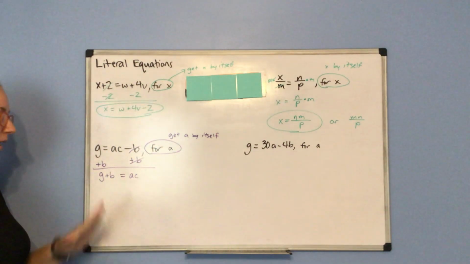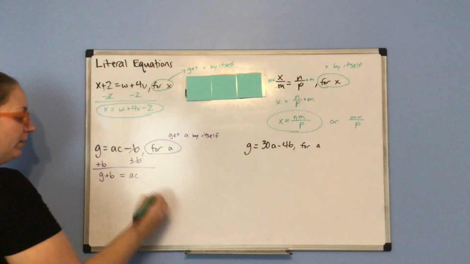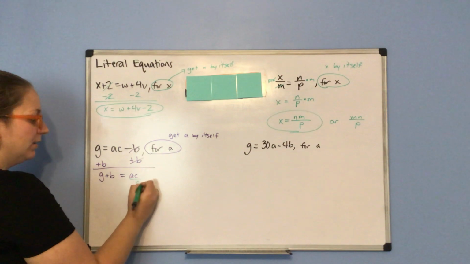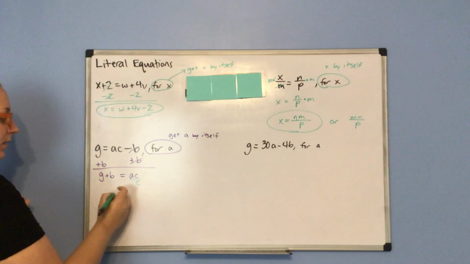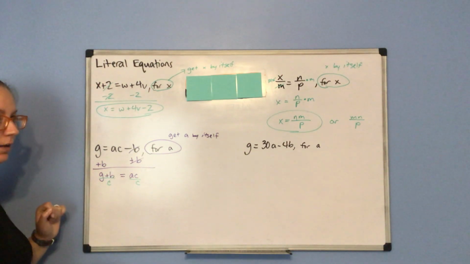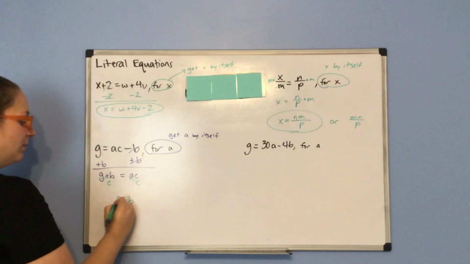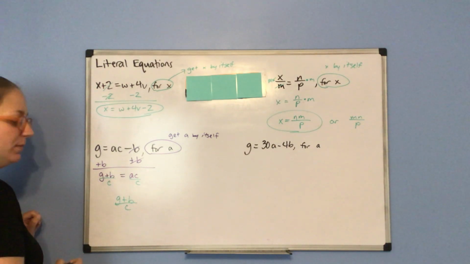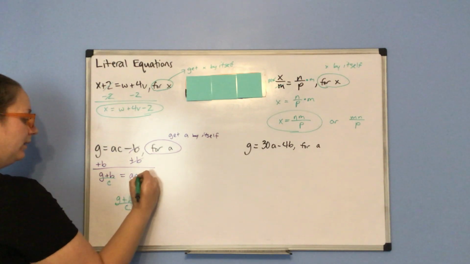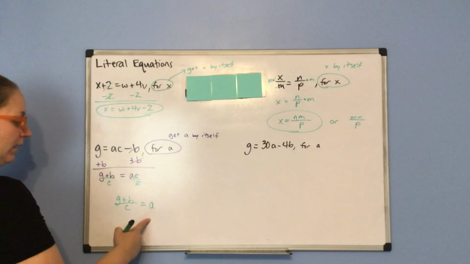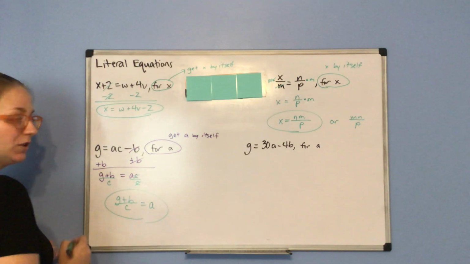Moving along, a isn't quite by itself yet. Remember that's a times c. To undo multiplying by c, I need to divide by c. Anything I do to one side, I've got to do to the other. This side, again, I can't really simplify that any further. It's just g plus b over c. On this side, c divided by c cancels. I get just a. I have a by itself, so I am finished.